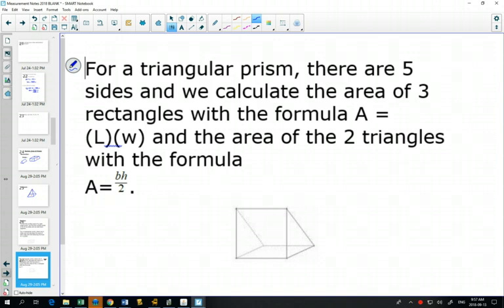Again, you could figure out the 3 sides that are rectangles with your length times width formula, and your two sides that are triangles. And have you seen this formula before for a triangle? What does the B stand for? Base. H stands for height. So you take your base times height divided by 2. Sometimes it's written with a half out in front, 1/2 base times height. I'm not sure which one you're more familiar with, but they mean the same thing. Usually we do our base times height first and then divide it by 2.